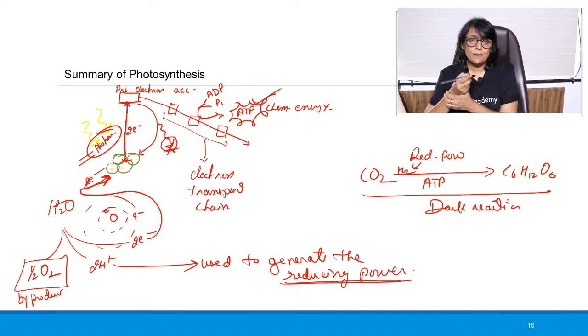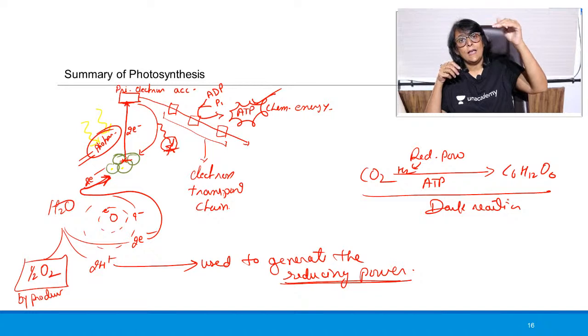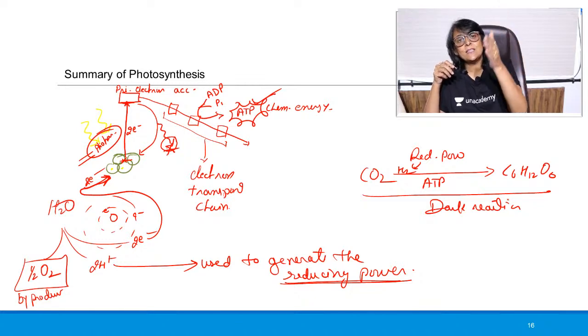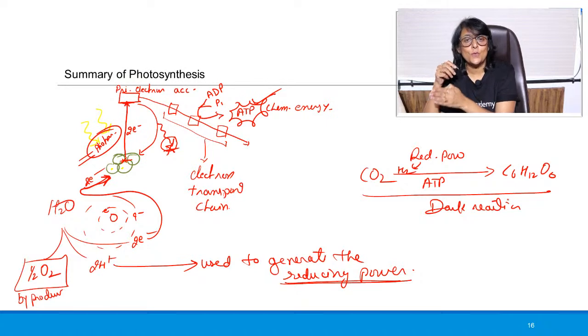Light is trapped by pigments. Because of this light, electrons excite. They get excited because they are getting extra energy and they go to a higher energy level. Here they are trapped by a molecule, a protein, which is called the primary electron acceptor, and then this electron is passed through a proper chain so that the energy can be used.